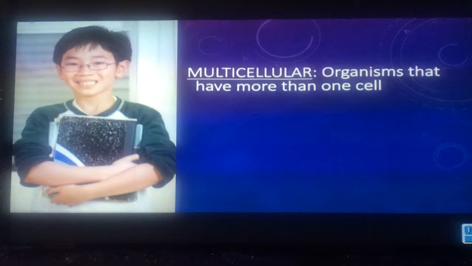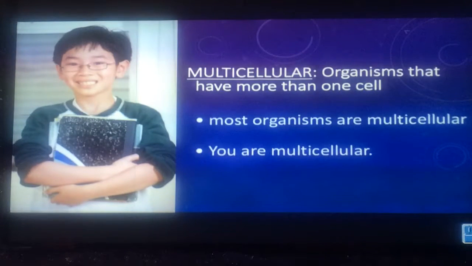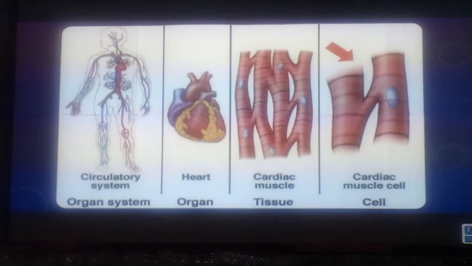However, most organisms are not unicellular. They're what we call multicellular, or they have more than one cell. Most organisms are multicellular, and you are multicellular. You are made up of trillions of cells. We talked about also in our lesson today that everything in your body, or everything in an organism, begins with a cell. It could be that some of your parts in your body are muscle cells, or some of them are skin cells, or some of them are bone cells.